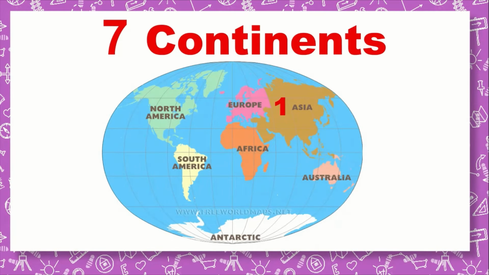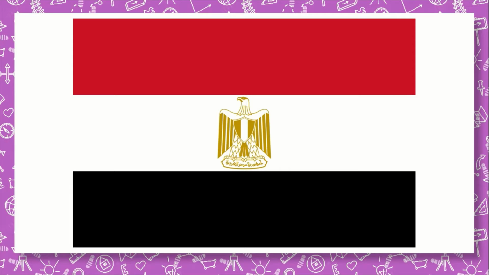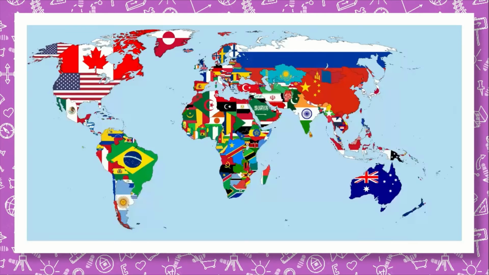Let's count them together. 1, 2, 3, 4, 5, 6, and 7. 7 continents. Do you know where Egypt is? Egypt is inside one of the continents. Can you look for Egypt inside all of the continents? Yes, right there. Inside all the continents, there are countries, and Egypt is in a continent called Africa.